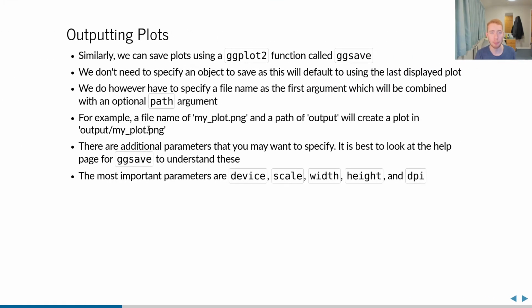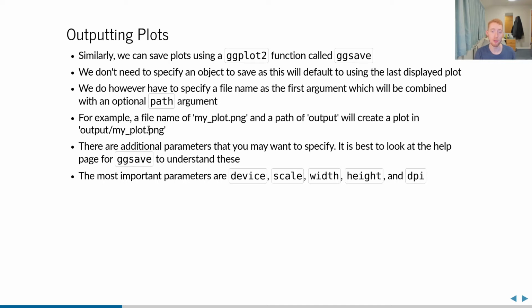Now we'll look at outputting a plot, so saving a plot. And we can do a similar thing to writing a CSV, but for ggplot, and that's using the ggsave function. This time we don't have to specify the object that we're trying to save. By default, it's going to use the last plot that we displayed or created.